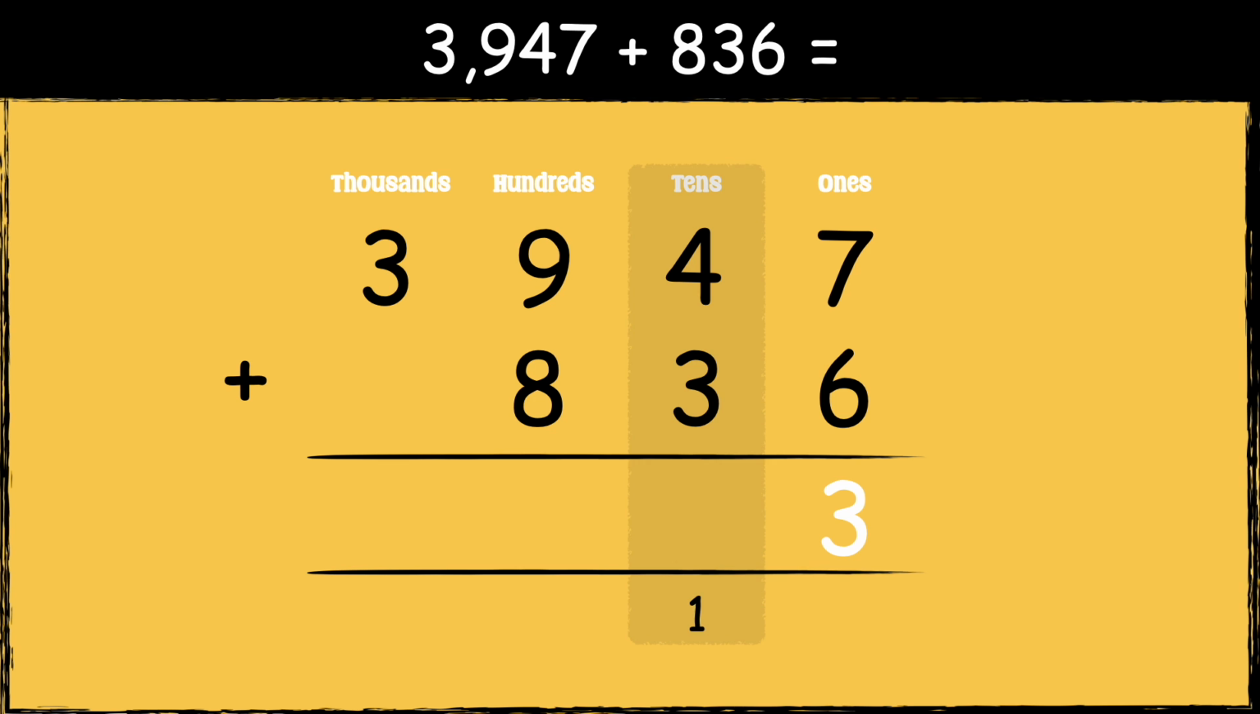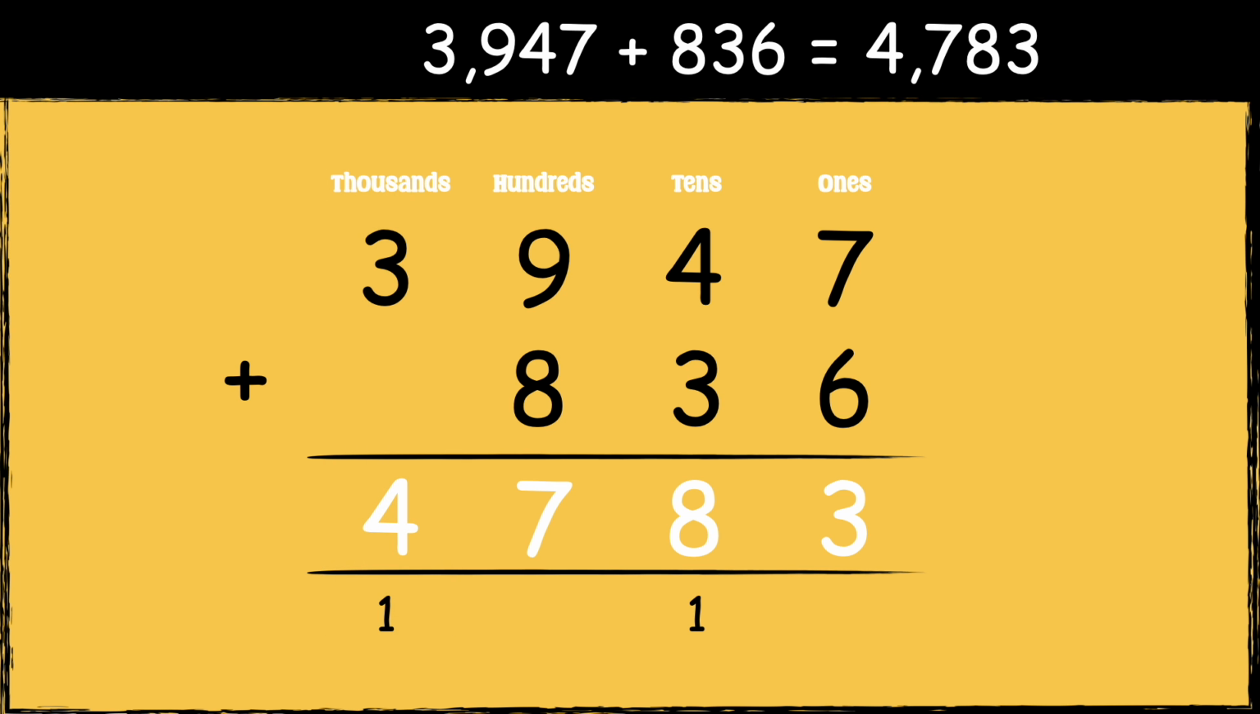Now we need to add the digits in the tens column. 4 add 3 add 1 equals 8. Now we need to add the digits in the hundreds column. 9 add 8 equals 17. We carry the one below in the thousands column. Finally, we need to add the digits in the thousands column. 3 add 1 equals 4. So the answer is 4,783.